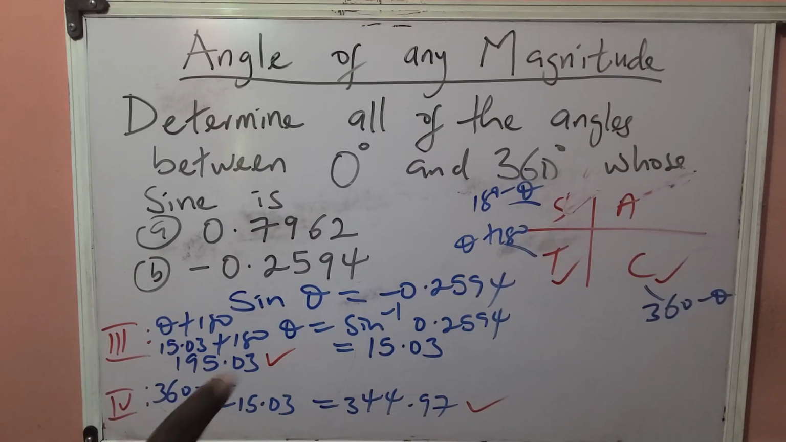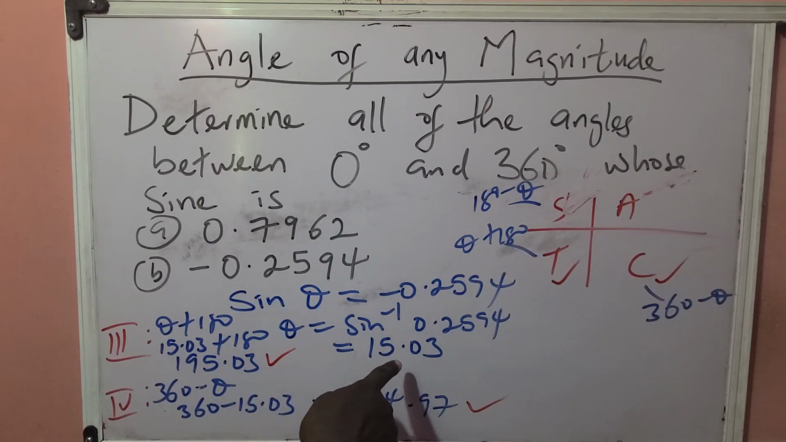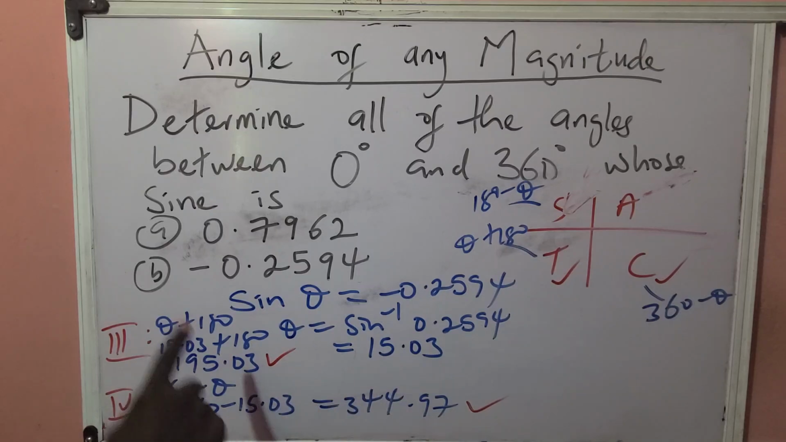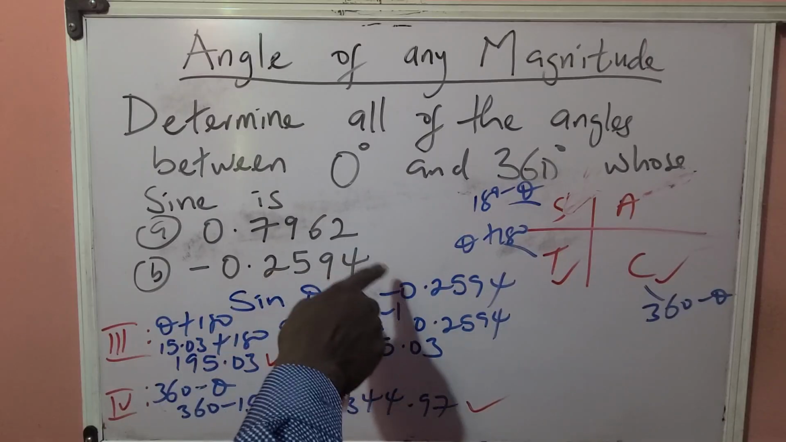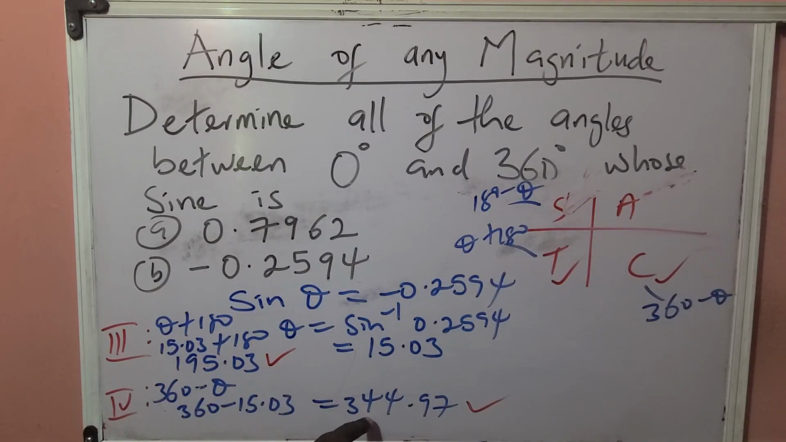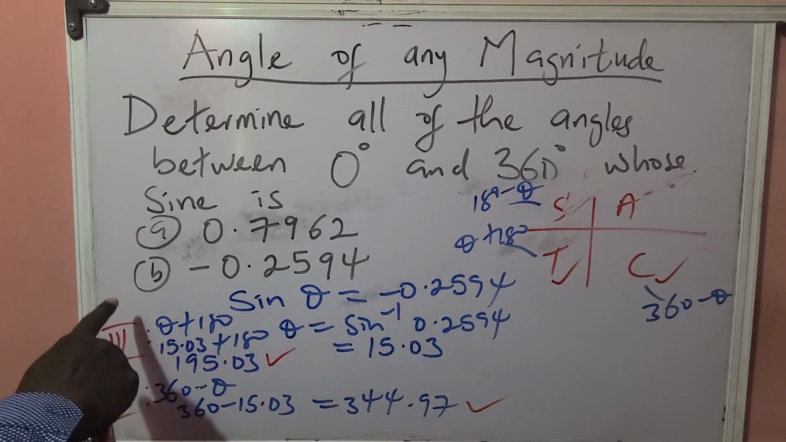Don't forget, I told you already, this particular theta you first got is not part of the answers, because the quadrant is what determines what your final answer will be. So don't include 15.03 as part of your answer. The two values between 0 degrees and 360 degrees whose sine is minus 0.2594 are 195.03 and 344.97. If you have an exam, that's what will be expected as your final result. Make sure you do not include theta being 15.03. That will be wrong. The only time you include this value is if you were dealing with quadrant 1, but in this case, we're not dealing with quadrant 1.